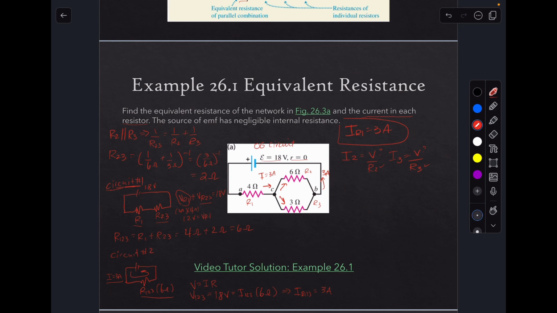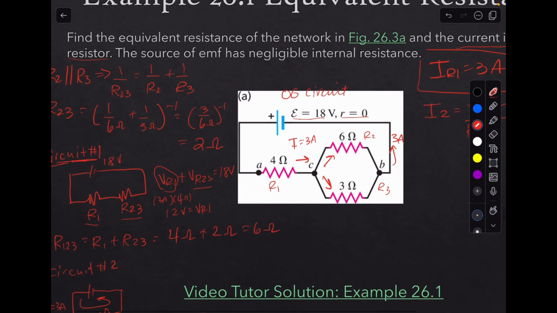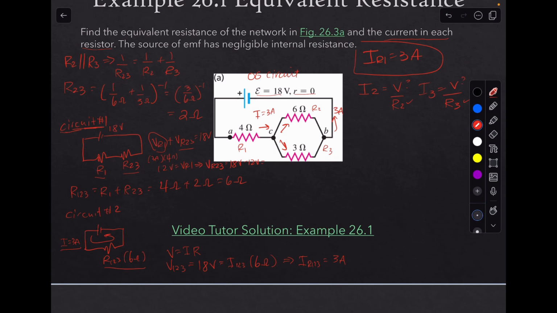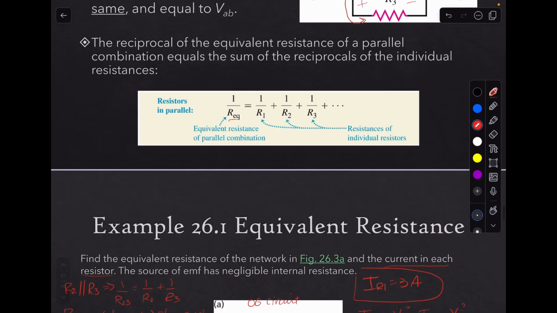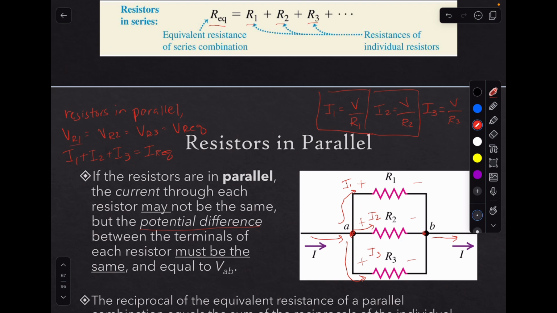That makes VR2,3 equal to 18 minus 12 volts, which is 6 volts. So the voltage across 2,3 is 6 volts, which means the voltage across R2 is 6 volts, and the voltage across R3 is also 6 volts, right? Because they're in parallel. And remember, in parallel circuits, the voltages are all equal, okay?